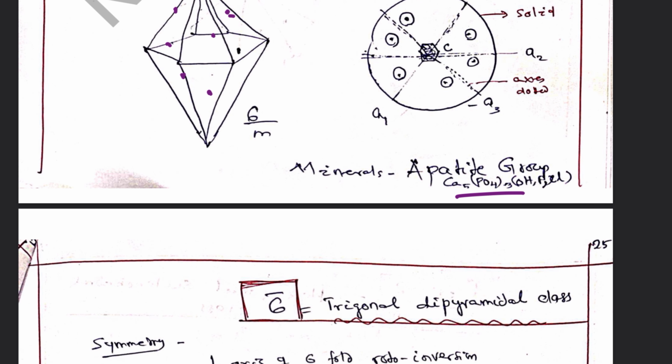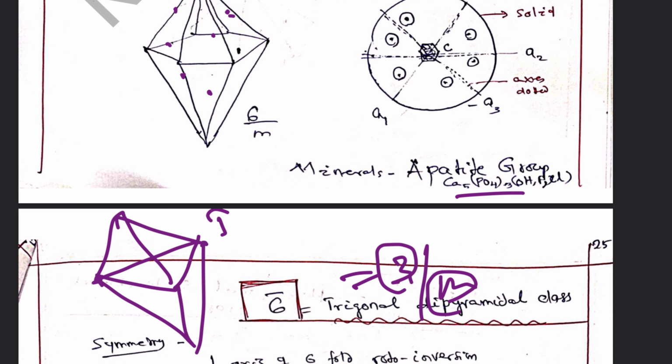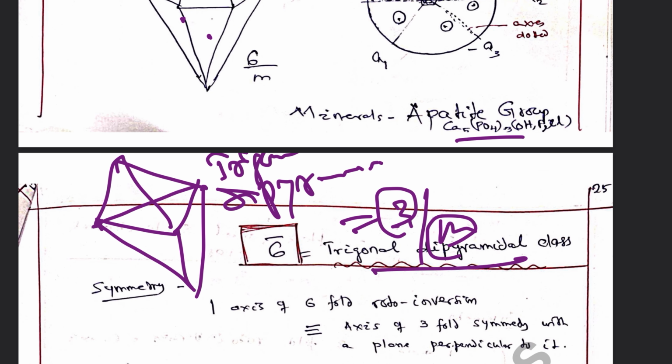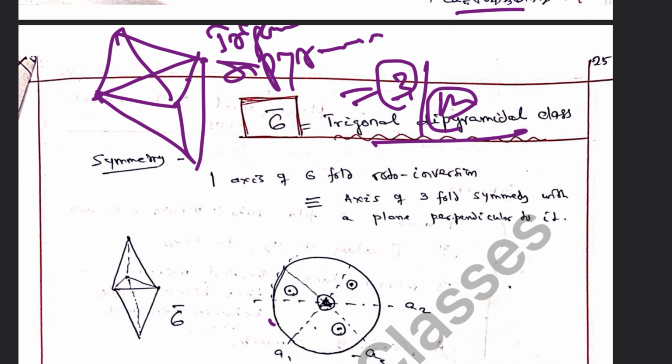And in case of 6 bar, it is equivalent to 3 by m. So trigonal, 3 faces, then we have 3 faces. This is the trigonal dipyramidal class. 6 bar is equivalent to 3 by m, so we have a horizontal plane of symmetry, that's why it is solid.